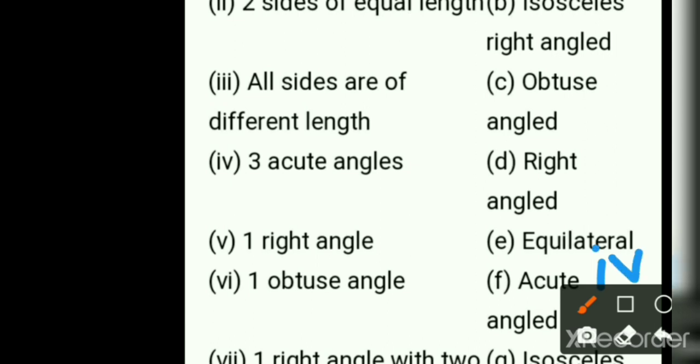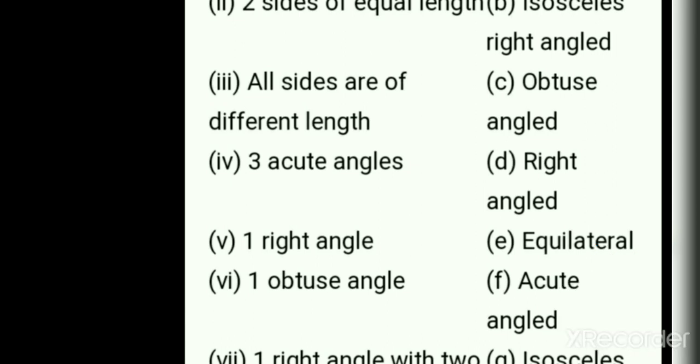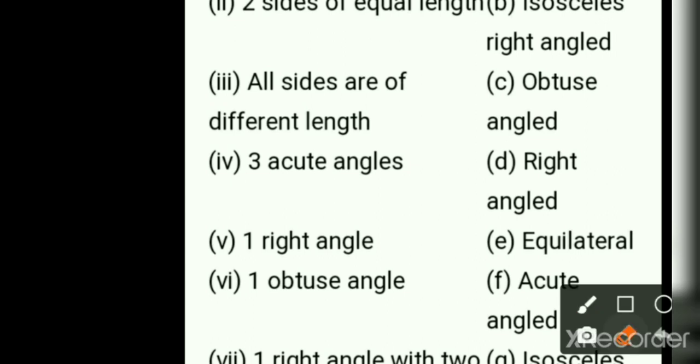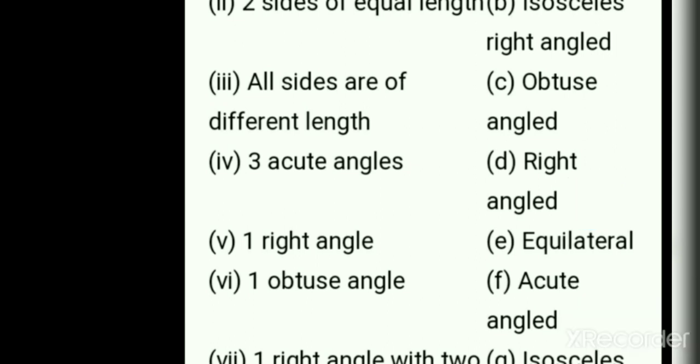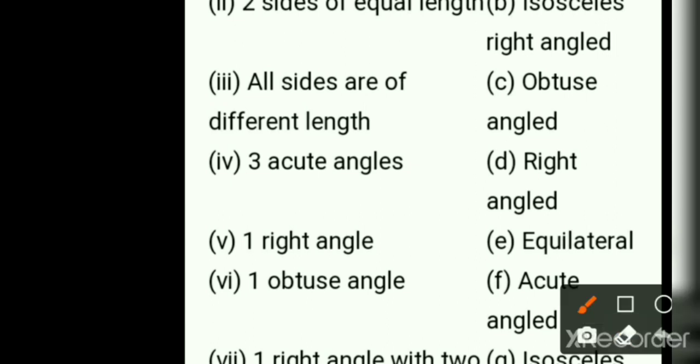Answer. Okay. Now next one, fifth one, right angle. If one angle is a right angle, then it is a right angled triangle. Yes. So fifth subdivision, the answer is right angled. Clear? Next one, obtuse angle. If one angle is obtuse, it is an obtuse angled triangle. Okay, so sixth subdivision, obtuse angled triangle is the answer.